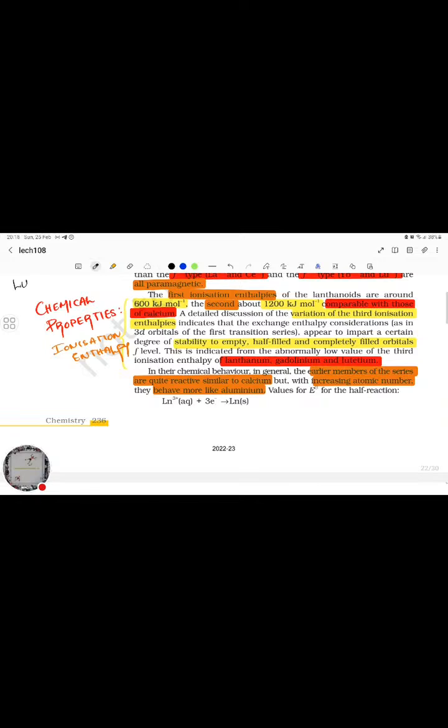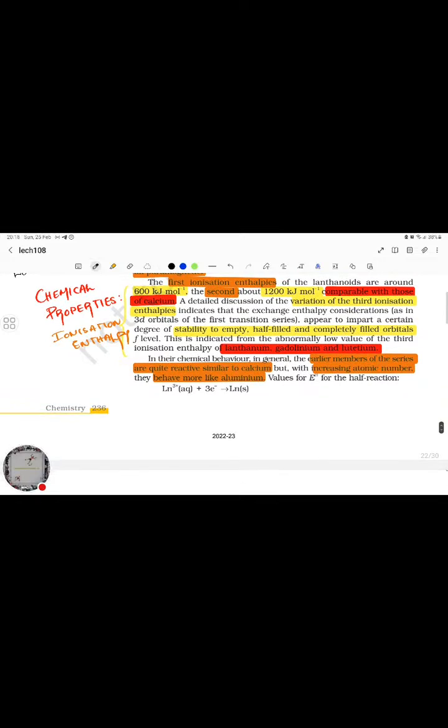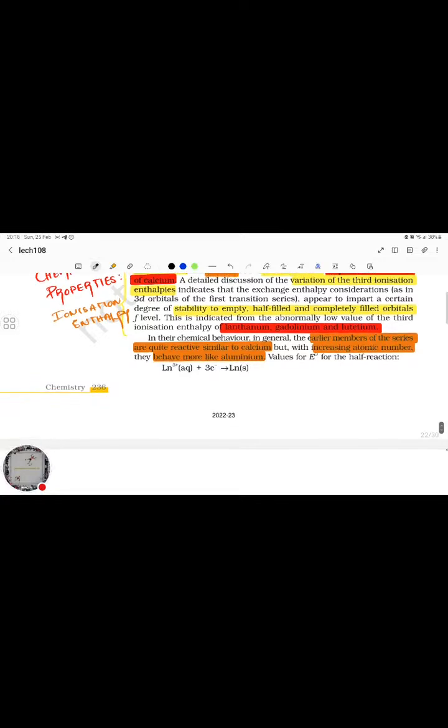What are they trying to say? A detailed discussion of the variation in the third ionization enthalpy indicates that exchange enthalpy considerations appear to impart a certain degree of stability to the empty orbitals. This is indicated from the abnormally low value of the third ionization enthalpy of lanthanum, gadolinium and lutetium.